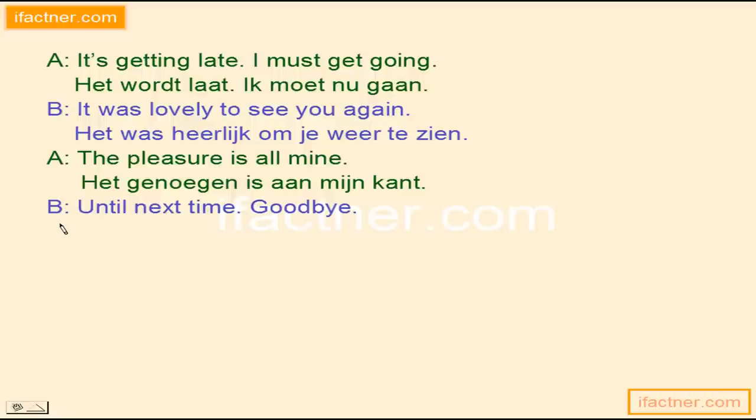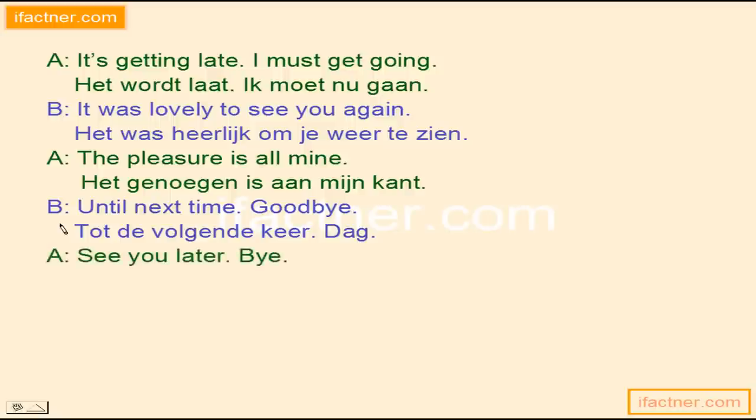B: Until next time, goodbye. Tot de volgende keer. Dag, doei. A: See you later. Bye. Tot later. Doeg. Het wordt laat. Ik moet nu gaan. Het was heerlijk om je weer te zien. Het genoegen is aan mijn kant. Tot de volgende keer. Dag. Tot later.